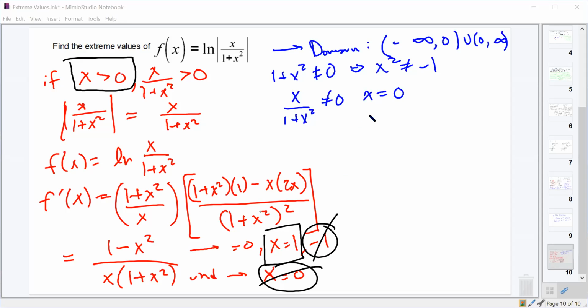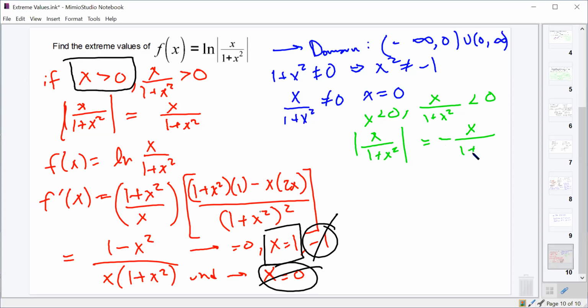Yeah. All right, what about if x is less than 0? If x is less than 0, then x over 1 plus x squared is less than 0. And that means that the absolute value of x over 1 plus x squared is equal to the opposite of x over 1 plus x squared. Everybody agree with that based on the definition of absolute value that we talked about earlier this year?